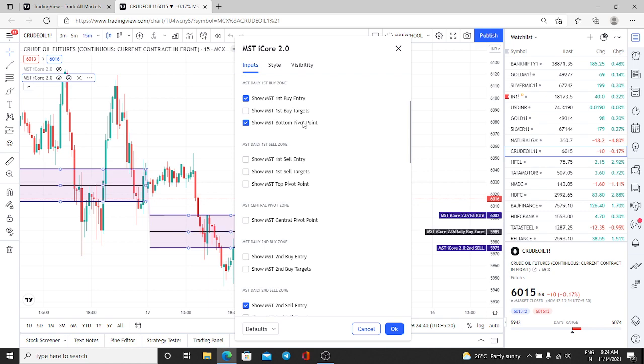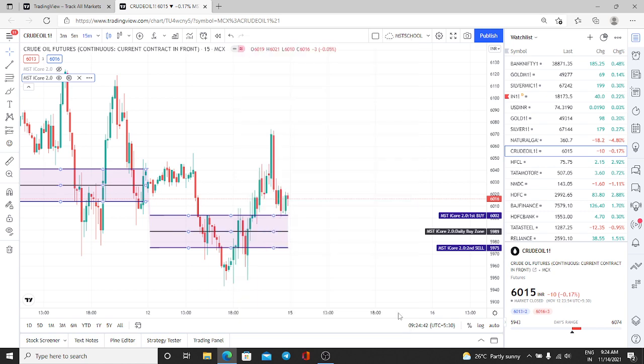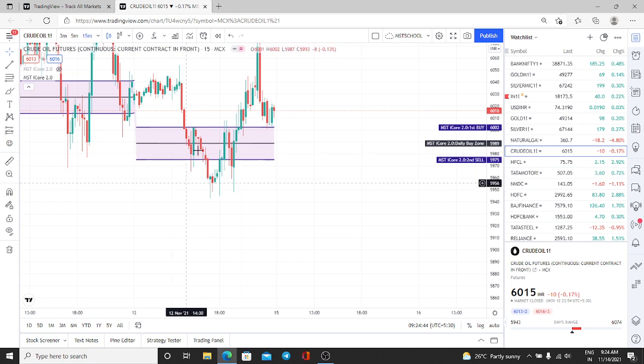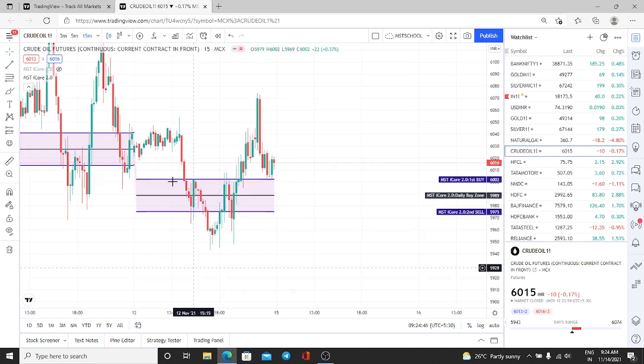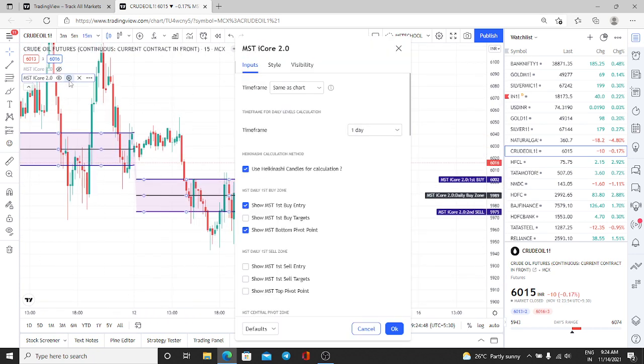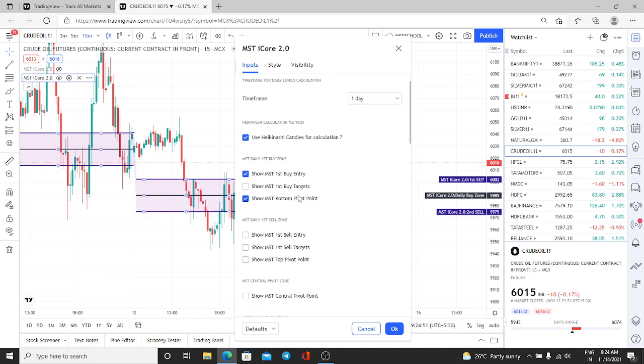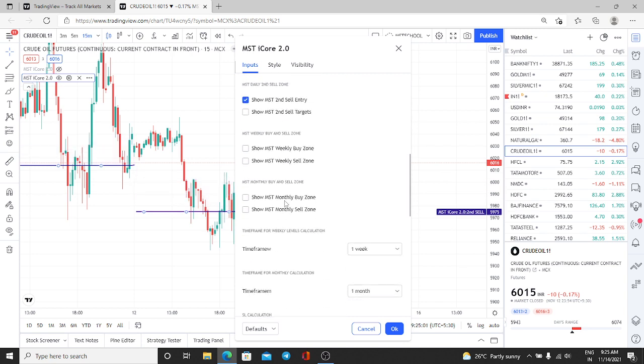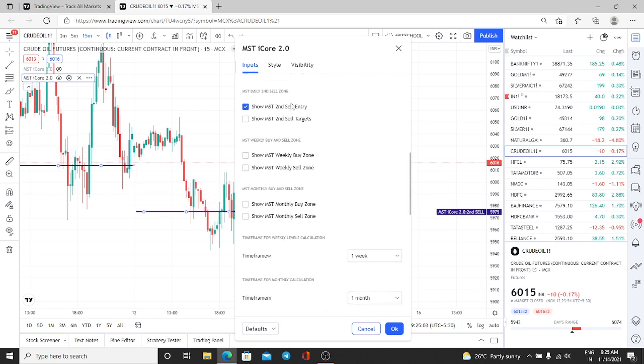See here, we have added one more line in between. These points we have added by removing the separate SL. If you don't want that, you can keep 2.0 itself. If you understand, and don't want to waste one point, then you can go with that. Then the second sell, weekly buy zone.